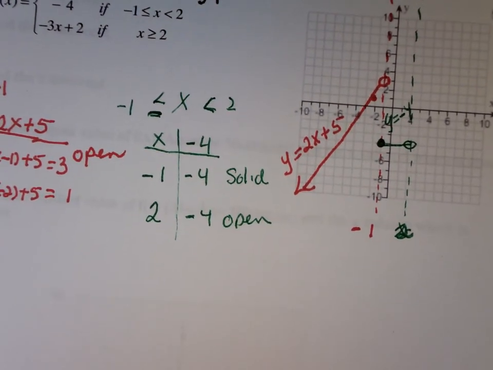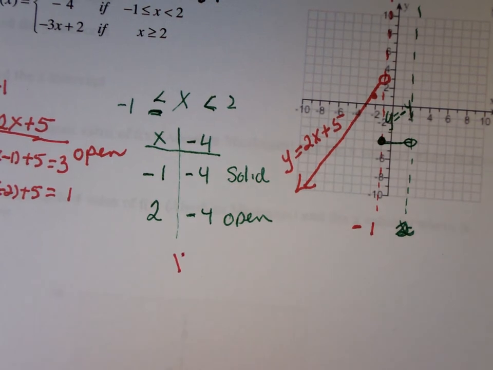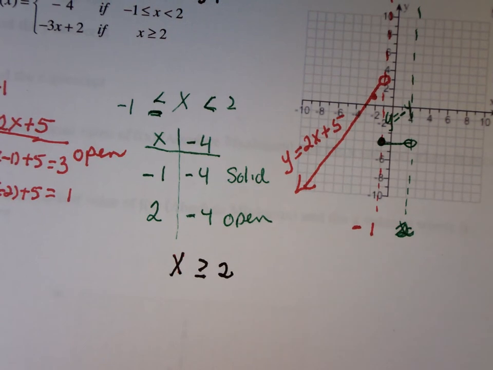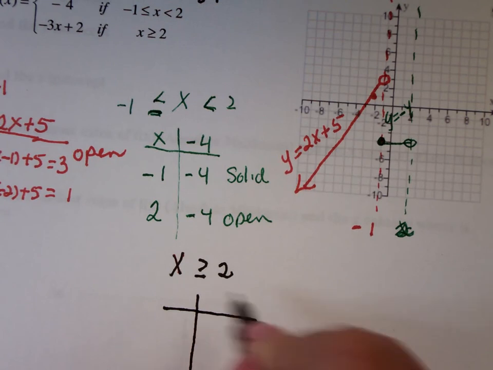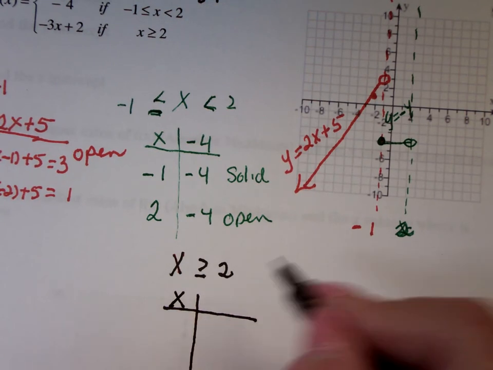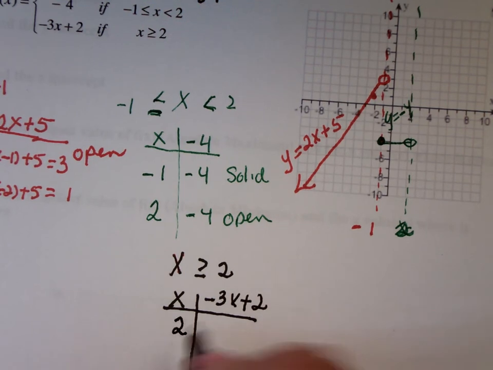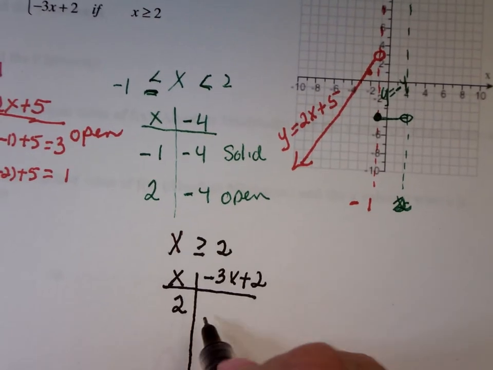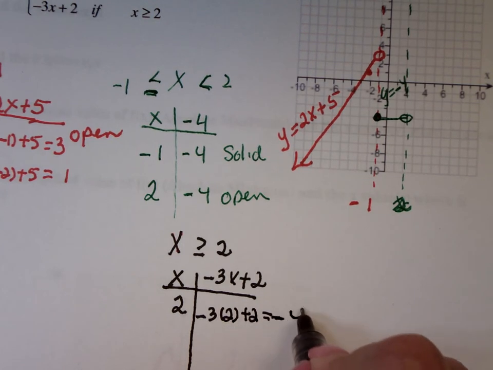And last but not least, I'll pick a different color here. I'll do black. x greater than or equal to 2. Solid or open at 2? Solid, because of the equality. It's -3x plus 2. So it's a straight line, so I only need 2 points. Woohoo! So at 2, I have -3 times 2 plus 2, which is -4.